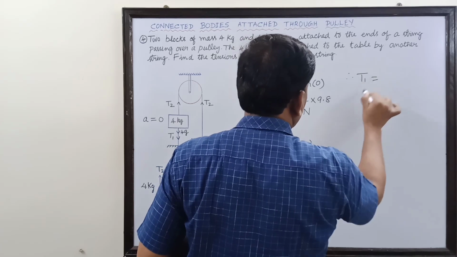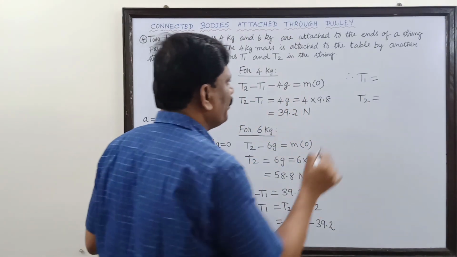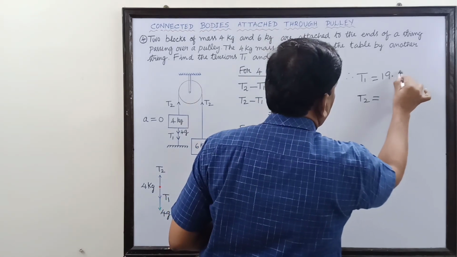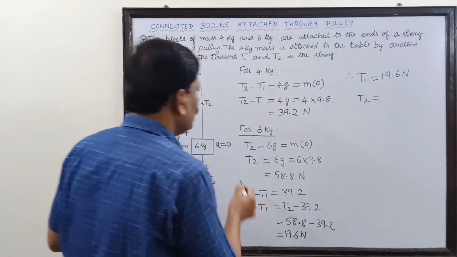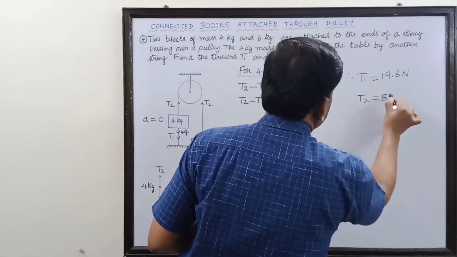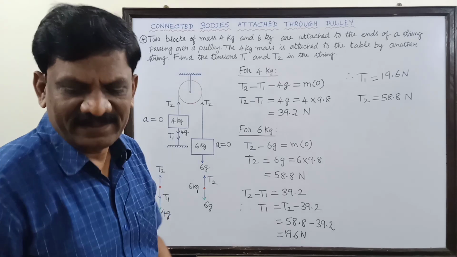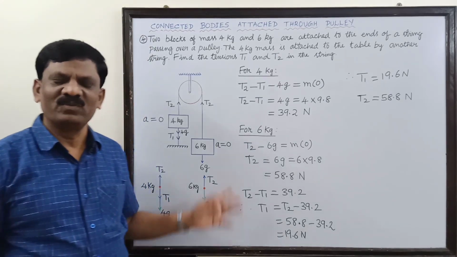So what is asked here? T1 and T2 only are asked. So the tension T1 is 19.6 Newton, and the tension T2 is 58.8 Newton. That is the answer. I hope you must have understood well. Fine.